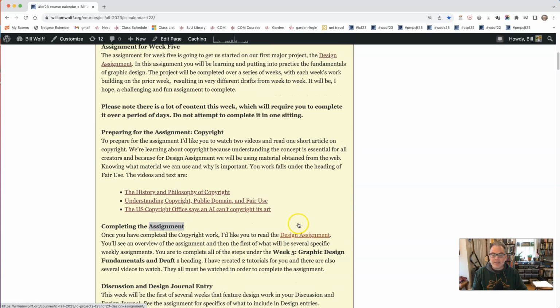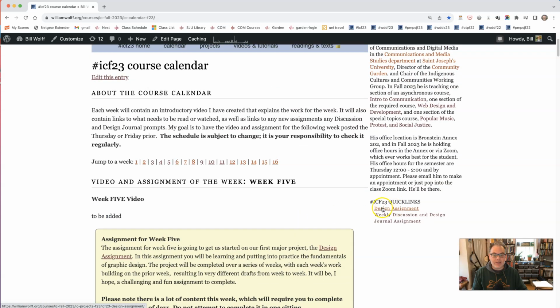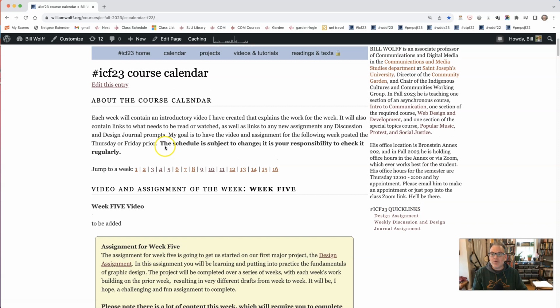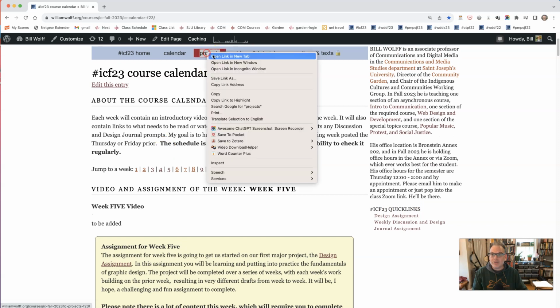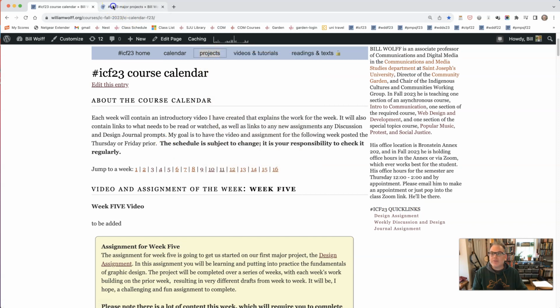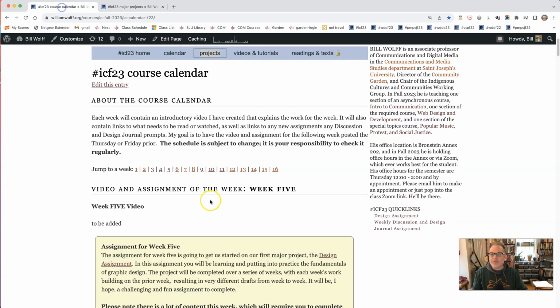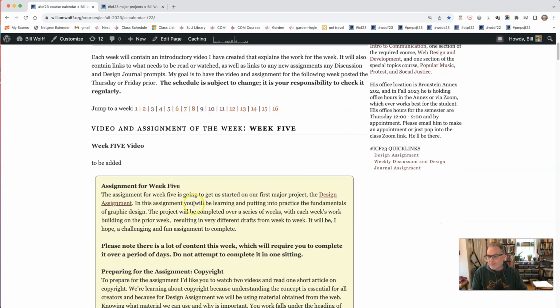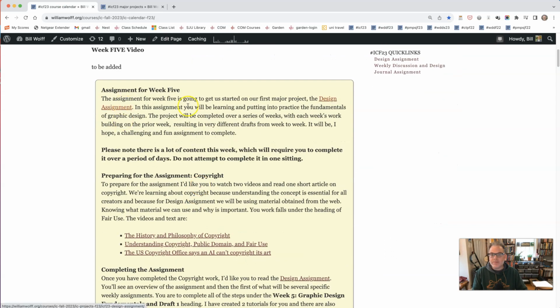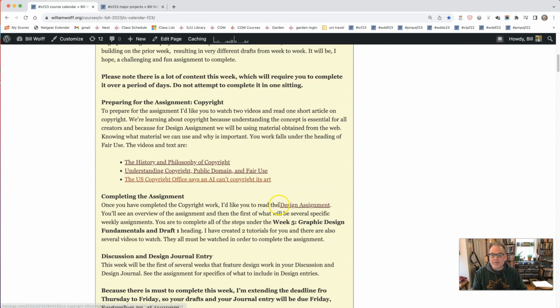Now the assignment is linked off of the quick links on the side here. It is also on the projects page. If you go to the projects page of the course website, you will see a link to it over here. It is also on the assignment for this week up here and also down here.